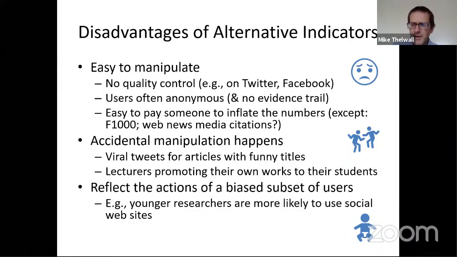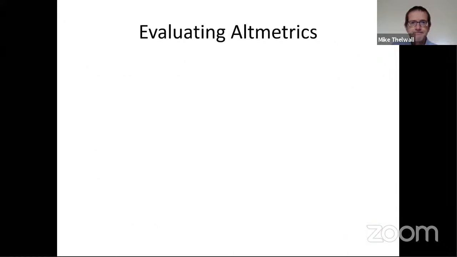So there are lots of disadvantages of alternative indicators of Altmetrics. So because of these disadvantages, it's important to check whether in practice they do have value or not. So the research area of Altmetrics investigates whether Altmetrics have value in practice. So how do we evaluate whether altmetrics are useful in practice or not?